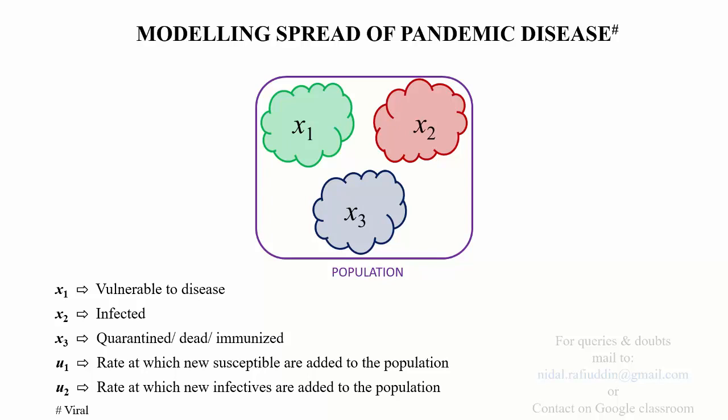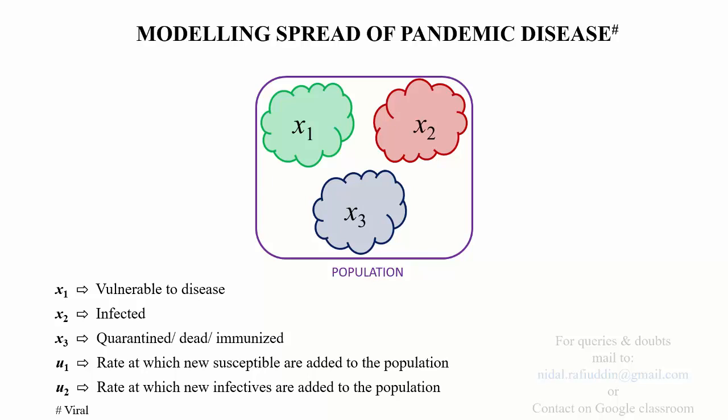Let's say it represents the population of a country, and then you have a subset of the population that is vulnerable to disease, or in other words, healthy. These are the people who didn't pick up any sort of disease. Then there is a subset of the population that is infected, and the third type of people are those who are quarantined, immunized, or dead. So these three subsets form the population of a country.